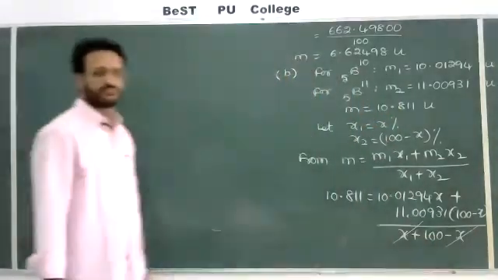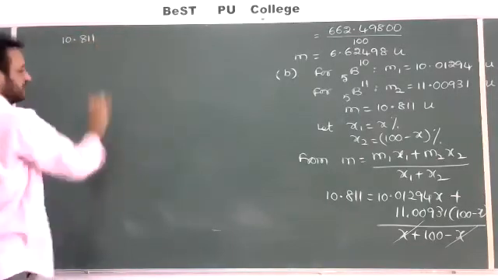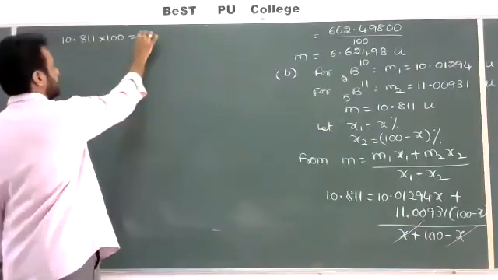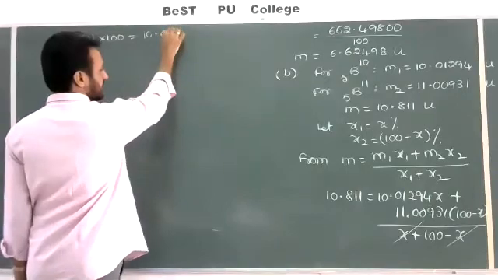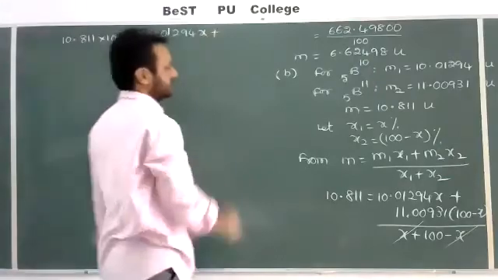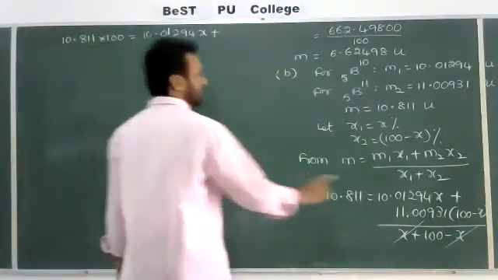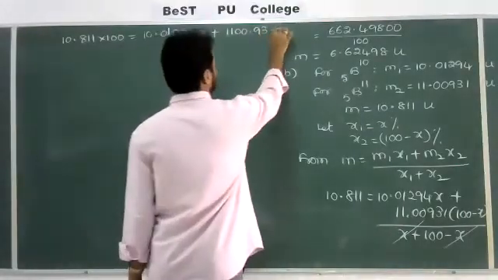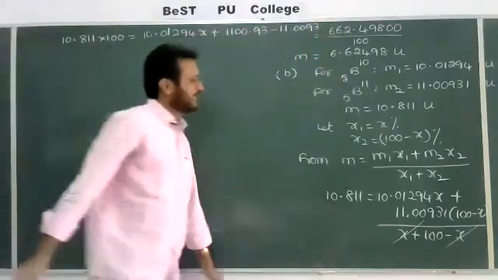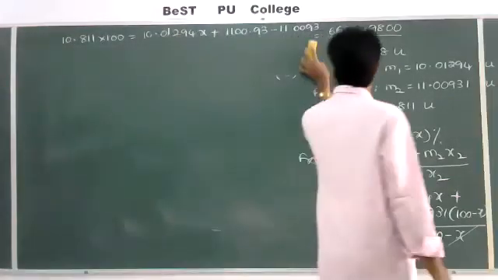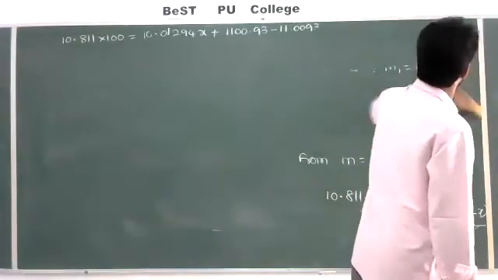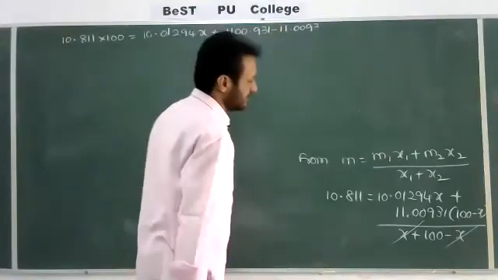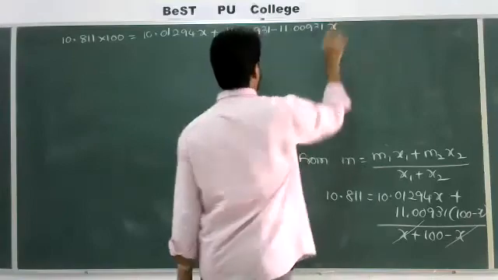Here minus x plus x get cancelled. Now we have to simplify. 10.811, the denominator 100 is there, so take 100 to the left side: 10.811 into 100 is equal to 10.01294 into x plus 11.00931 into 100 minus 11.00931 into x. Multiplying this value by 100 gives 1100.931 minus 11.00931 into x. Now we have to simplify this.